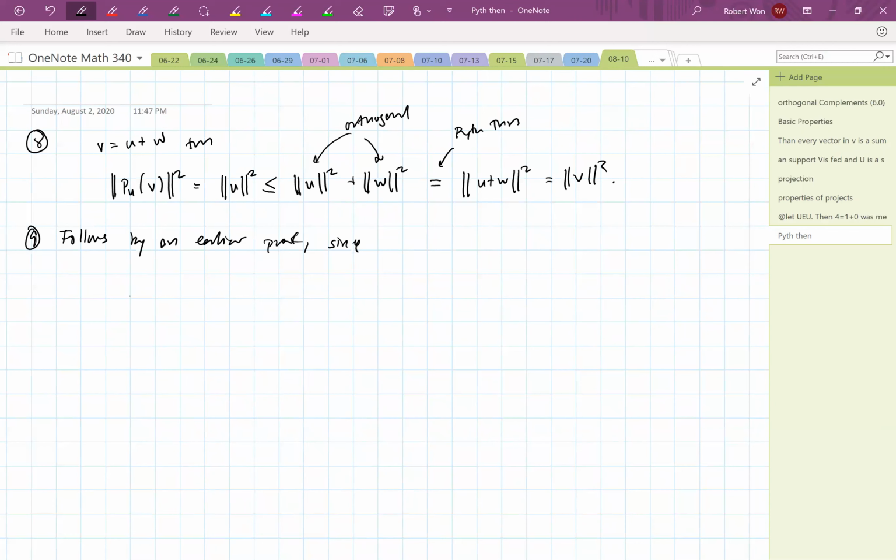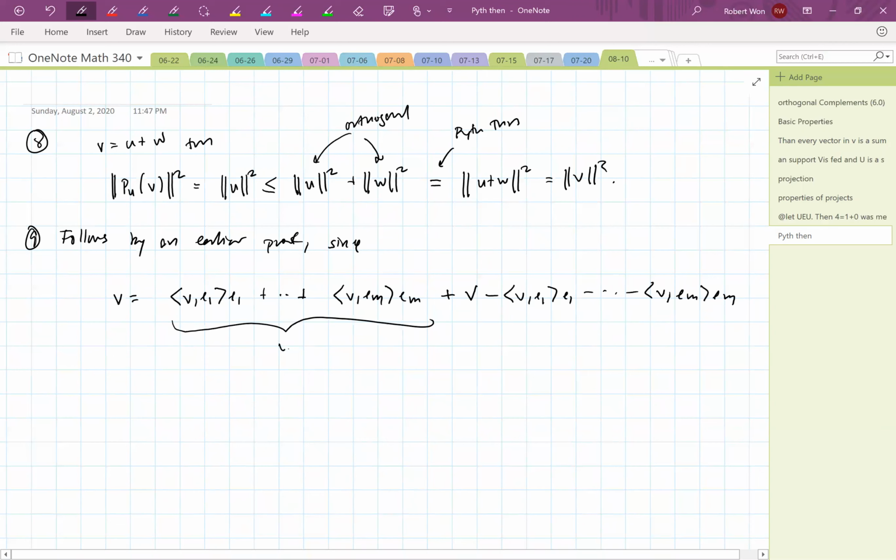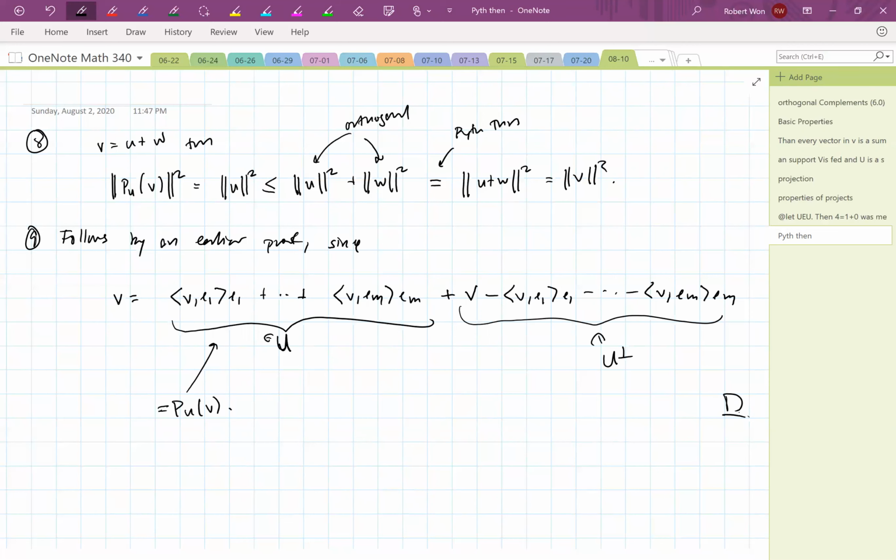Since you can always write V like this, plus V minus this. And this part is in U. Maybe I should say it's in U. And this part is in U perp. We checked that. Which means that this thing is equal to the projection of V onto U. Okay.